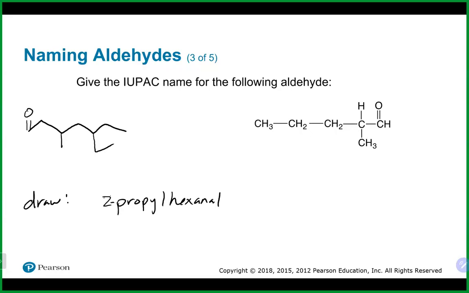Hexanal. But you also give, let's do, to 2, 2-butyl 3-methyl. We'll do pentanal.